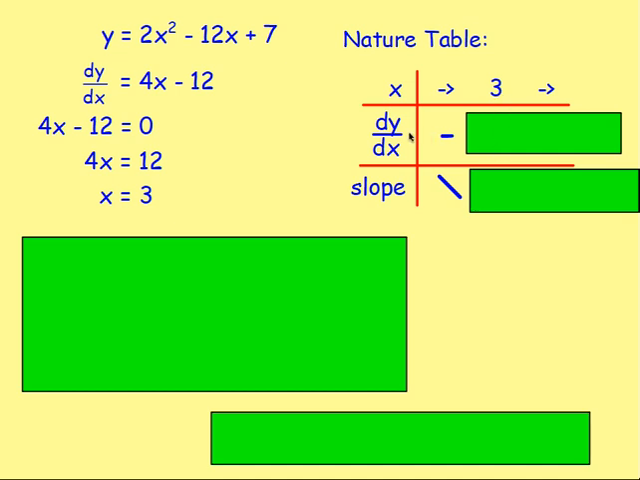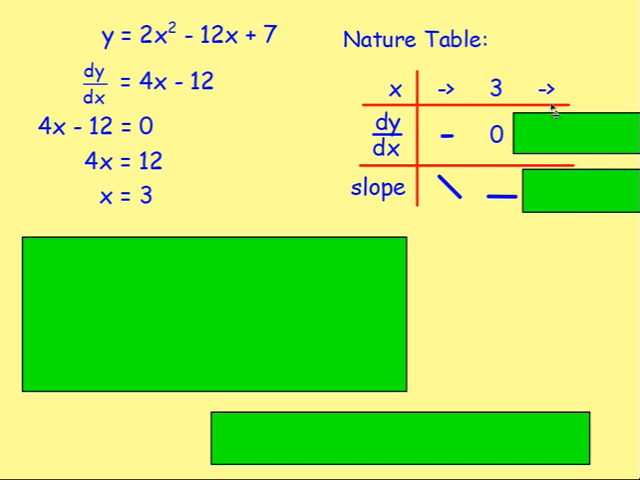If we sub 3 in to dy by dx, well, you've probably already guessed this, but 4 times 3 gives you 12. Take away 12 and you get 0. You should always, always, always get 0 when you sub in that number that you found, because what you're really doing is you're finding the number that sets dy by dx equal to 0. So if you don't get that, you've made a mistake. If you get 0, I'm just going to show that with a horizontal line.